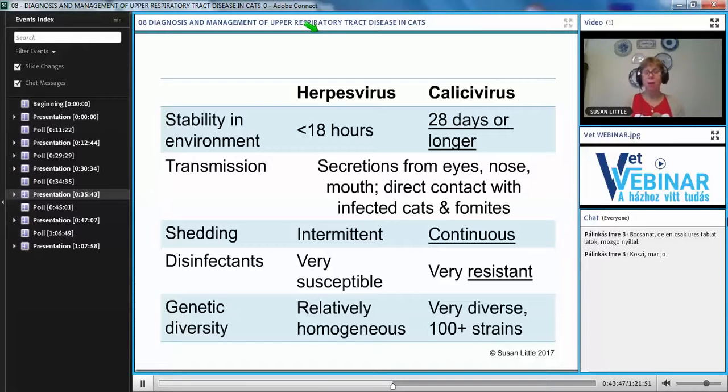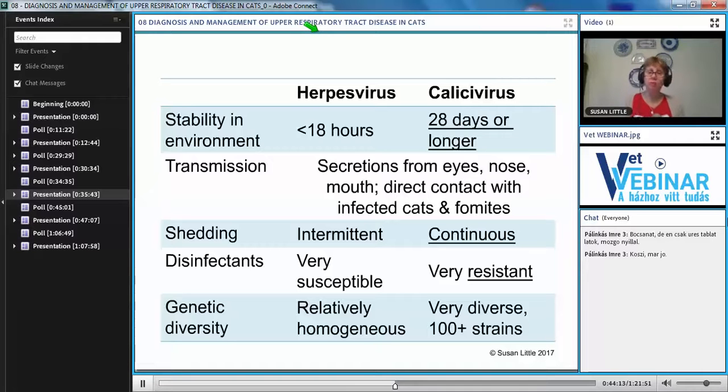And they may shed, we're going to talk about this a little bit more, they may shed for a long time. Another big difference has to do with disinfectants. So herpes virus is very susceptible to most disinfectants. Doesn't last long in the environment, it's pretty easy to kill. Calicivirus, on the other hand, is the one we worry about more, because it does persist in the environment and it's resistant to a lot of disinfectants.